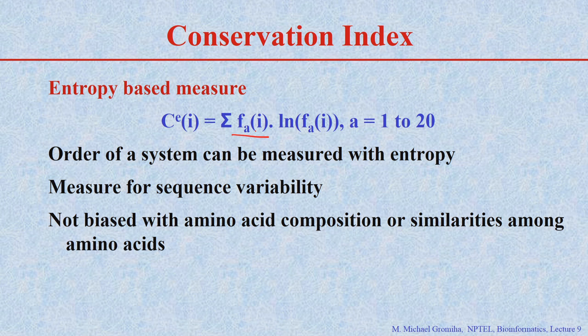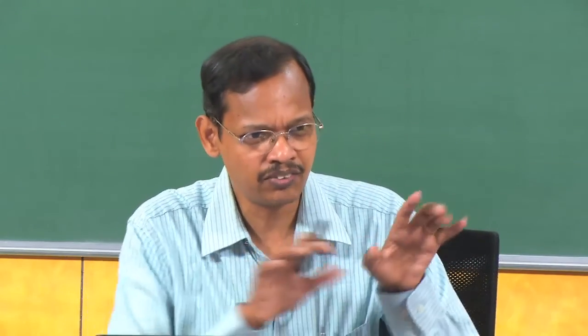Then the frequency we multiply with the logarithm of this frequency, right, to get the conservation score based on the entropy based method. Here it is not biased with amino acid composition or similarities among amino acids, because we do not give any bias for the similarity of amino acids. If it is 7, 2, 2 for the 3 different amino acids present at a position, it does not matter if the 7 is threonine or alanine or tryptophan, right. We do not give any weight for any of the amino acids.